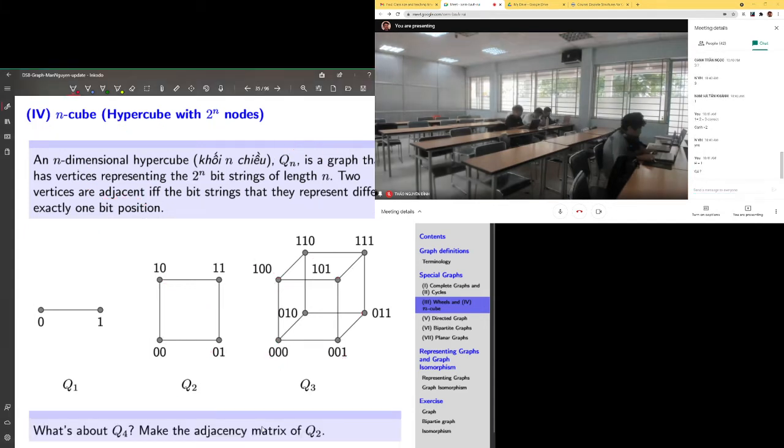To be number 4, the last question here, Q4. You have to draw the graph, and you have to make the adjacency matrix of Q4 as well. Q4, Q3. Okay. Do this at home, not now. You have to draw at home. We have to move on here.